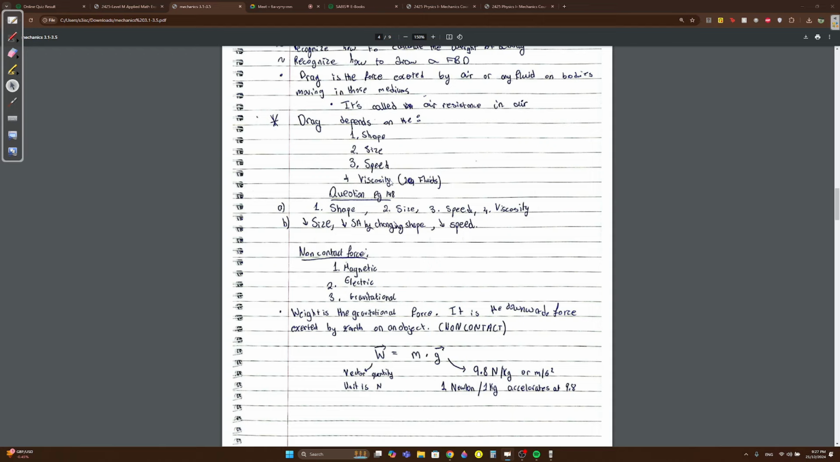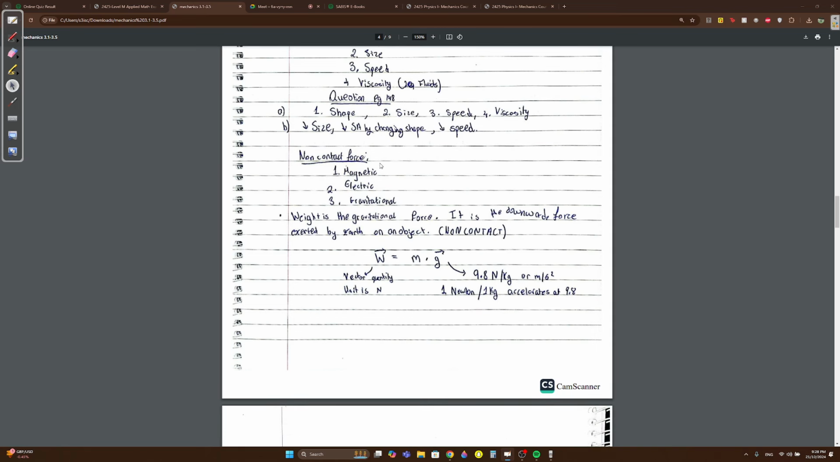Viscosity is basically how thick the liquid is. For example, if you shoot a bullet through water and you shoot a bullet through honey, one will be way slower because the viscosity of honey is way higher than that of water. Basically, the thickness of the liquid.